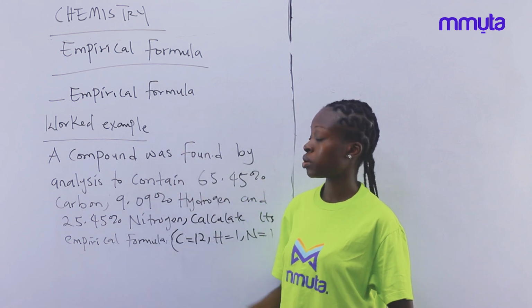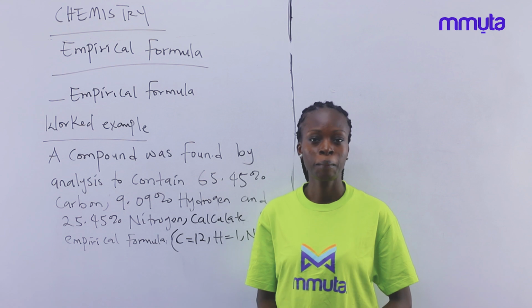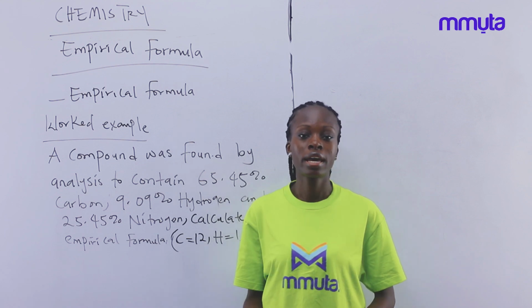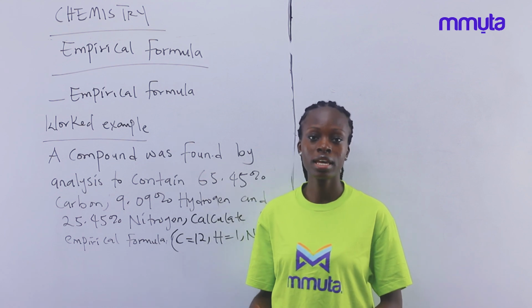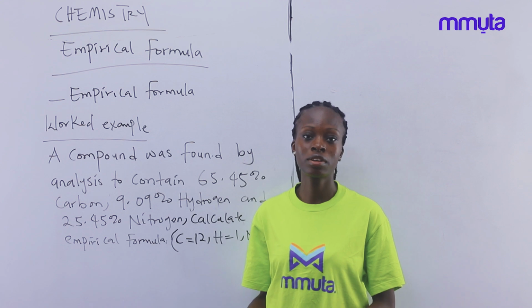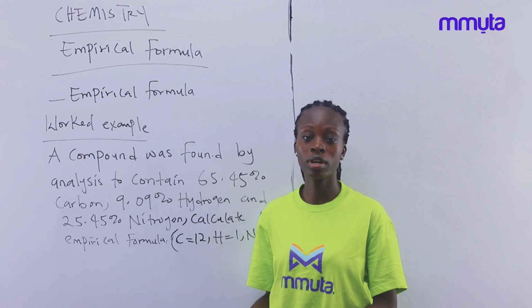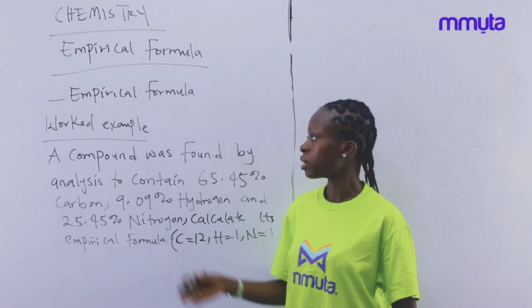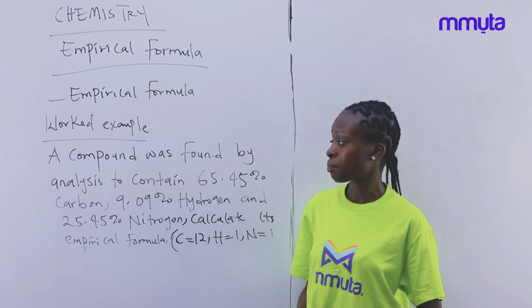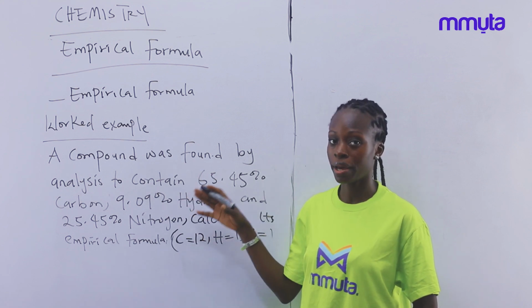The first thing we'll be looking at here is empirical formula. Now, what is empirical formula? Empirical formula is the simplest possible formula given the ratio of atoms in the molecule of a compound. Now, this is an example. We have an example here and we are going to solve it step by step.